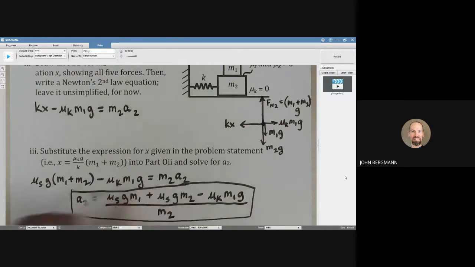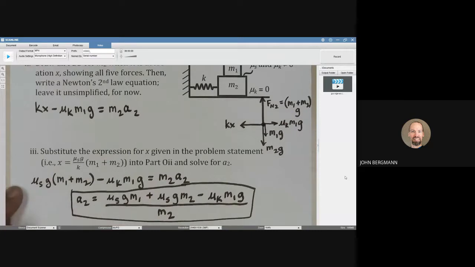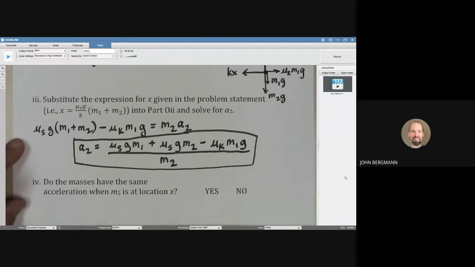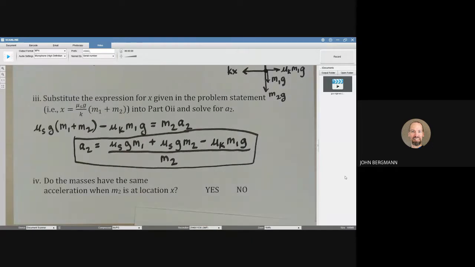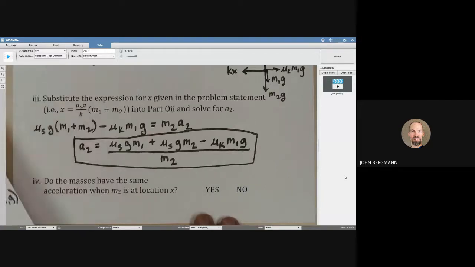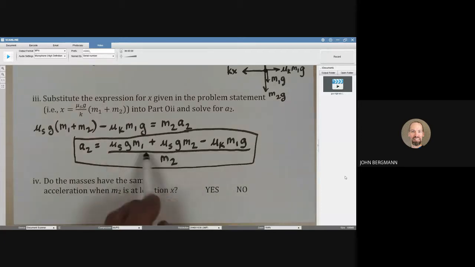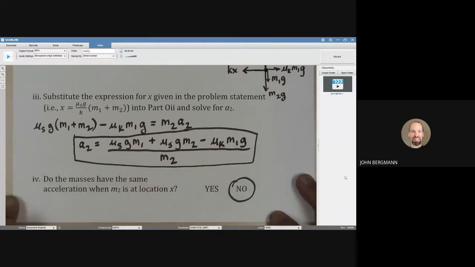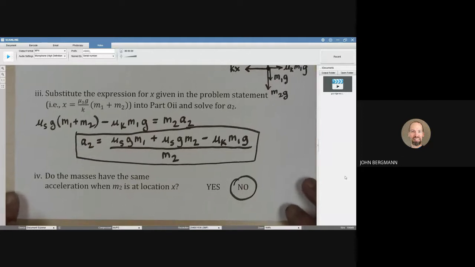That's what A2 is. Do the masses have the same acceleration when m2 is at location x? What was A1? There it is. Mu sub k times g. That's what A1 was. There's A2 right there. We know what the coefficients of friction are. We know what the masses are. That's the acceleration. Do they have the same acceleration? No, they don't. They do not have the same acceleration, which means they are going to be sliding relative to each other.